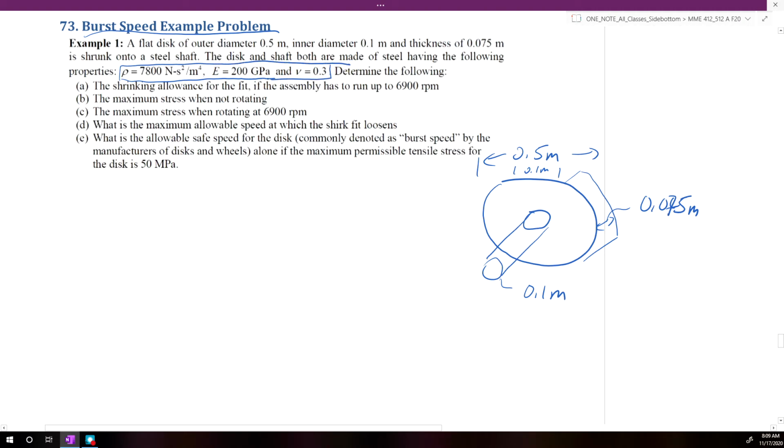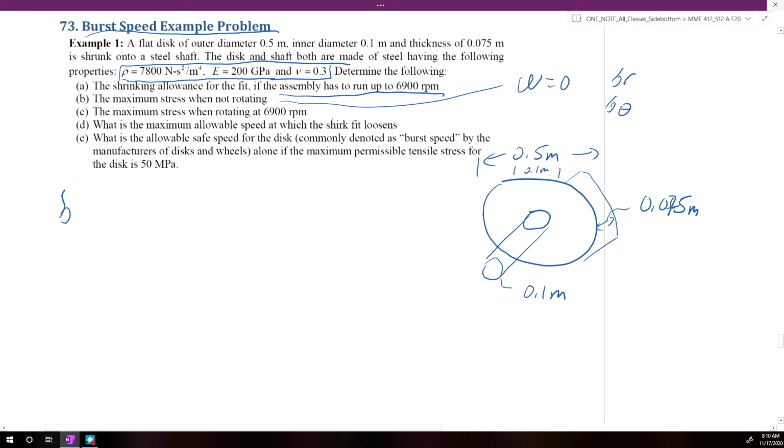We want to determine the following things. The first thing we want to determine is, if this assembly is going to be run at 6900 RPM, what is the required interference, or delta, that we need to solve for the problem. The second part of the problem asks us for what is the maximum stress when the shaft and the disc are not rotating. So if omega is equal to 0, what is our maximum radial and what is our maximum tangential stress?